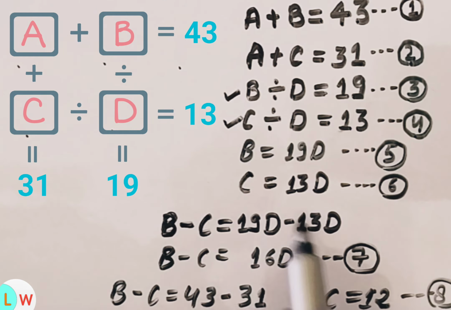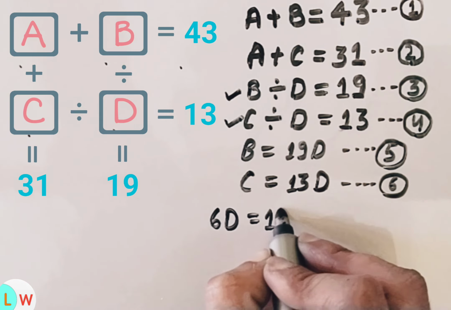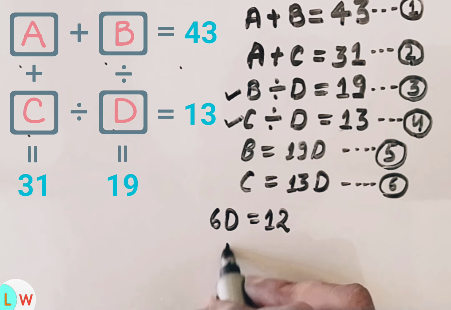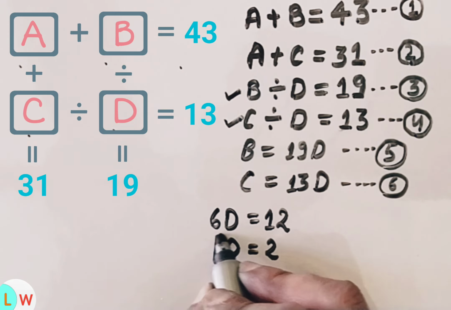And now we are going to compare equation 7 and equation 8, and if we compare, then we can see the left hand sides are same, so I can write 6d equals 12. If I divide both sides by 6, that means d is going to be equal to 2. Thus our d value turns out to be 2.